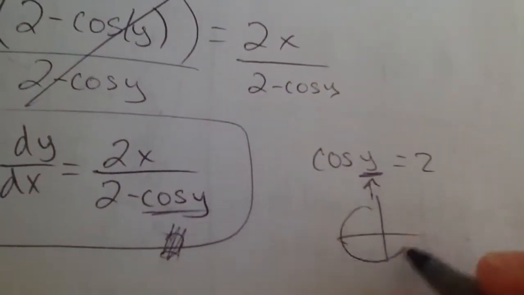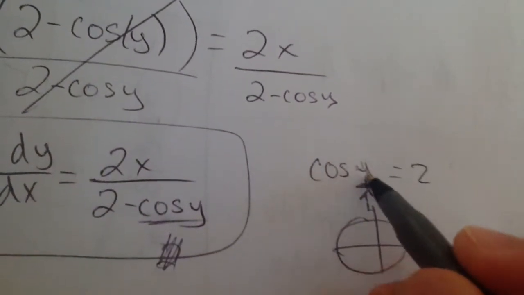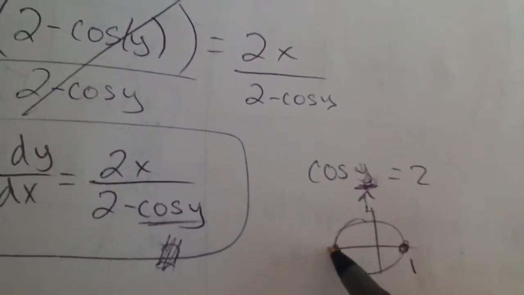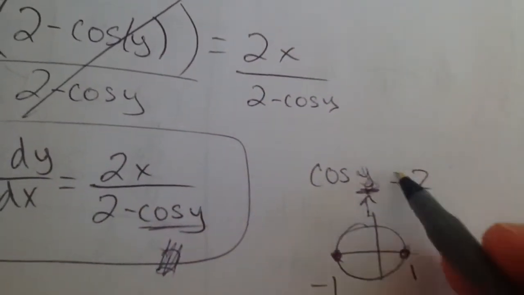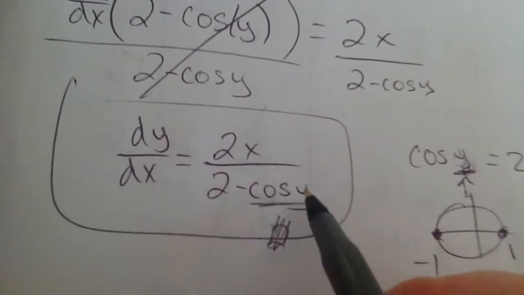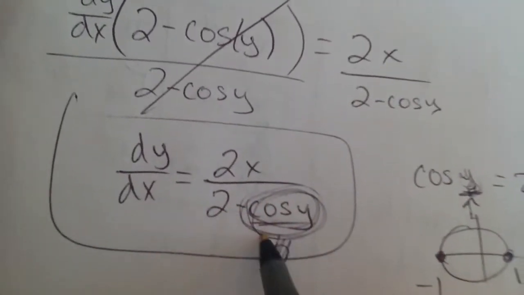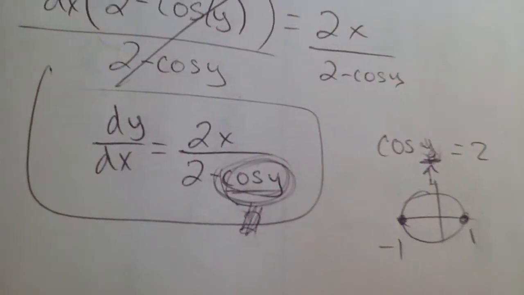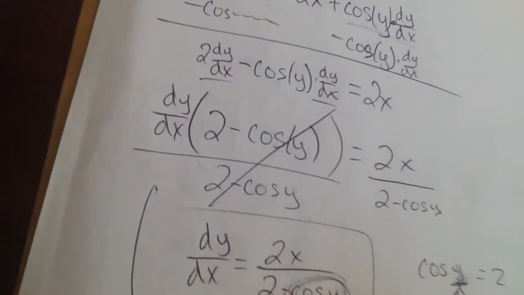Thinking back to our unit circle days, you should know that no matter what number I plug in for y, isn't the maximum value for cosine 1 and the minimum value for cosine -1? So I'll never get a 2. So that's what you'd say. No matter what I plug in here, the value of this piece right here will never be 2, so this will always be defined. I will always get an answer. So yeah.